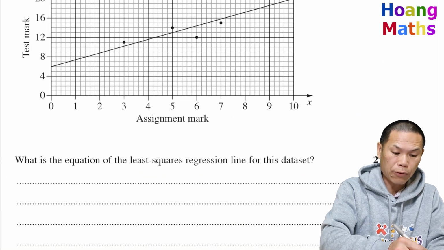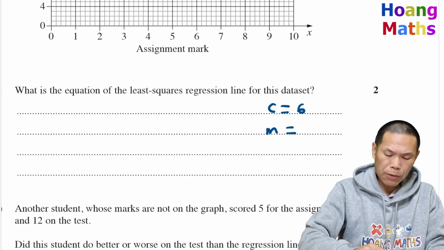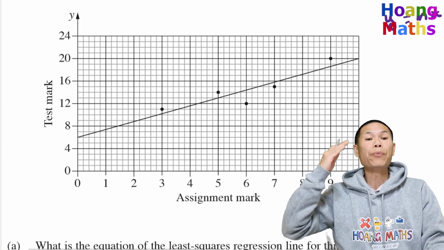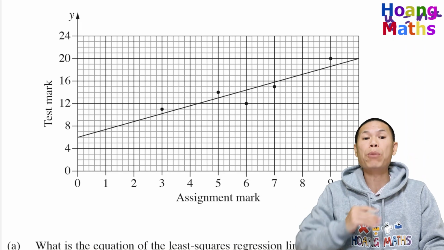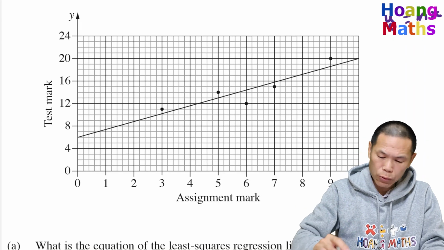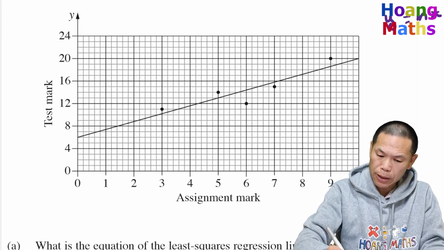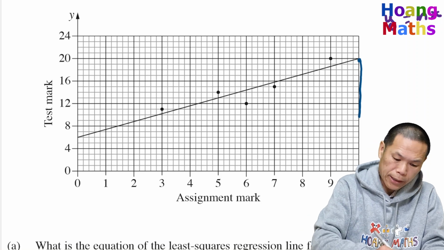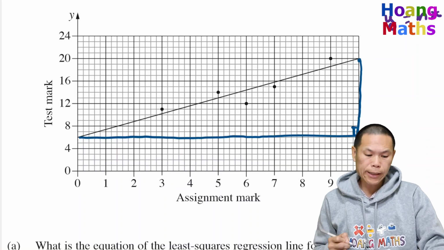Let me just write this down here first. So c is 6. The gradient is rise over run. And because the line goes like this, we have a positive gradient. So now we just look at it. The best way is I can just pick this point here, going down, and this line here. Easiest.